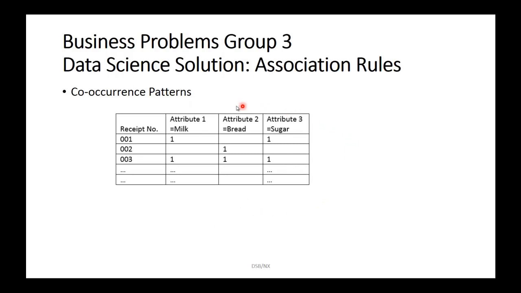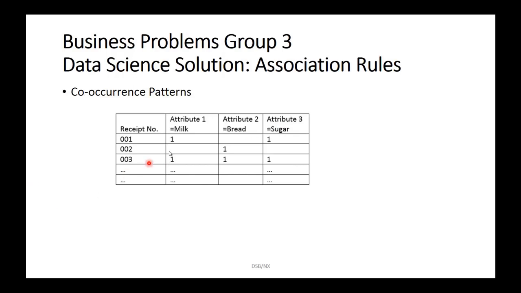Here we have a transactional data set from a grocery store. So each instance represents a receipt from a shopper. One indicates an item is present in that receipt, and empty indicates that item is absent from that receipt. So in this case, receipt number 3 has all 3 items, milk, bread, and sugar, in that transaction.